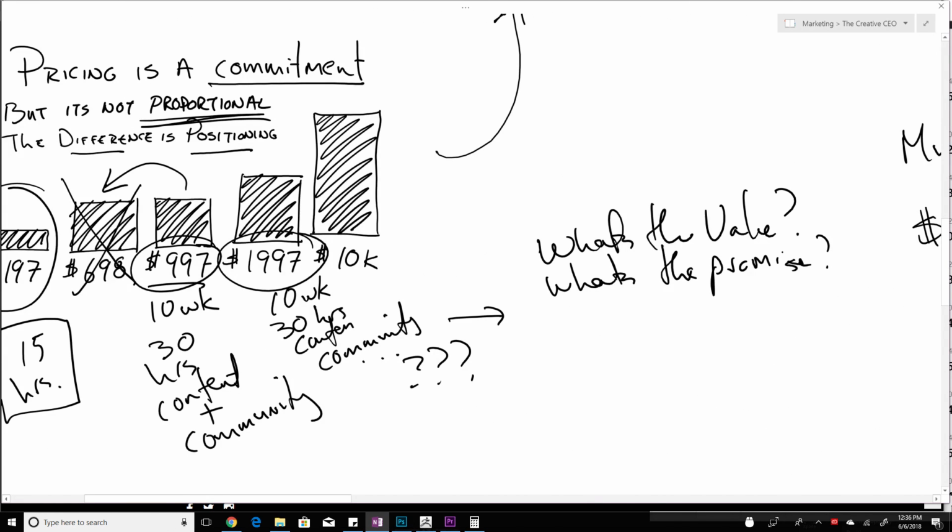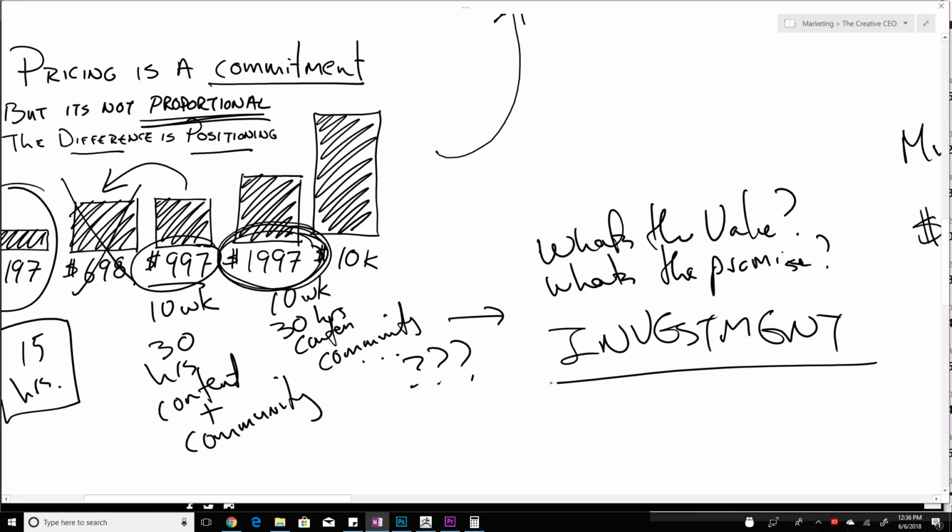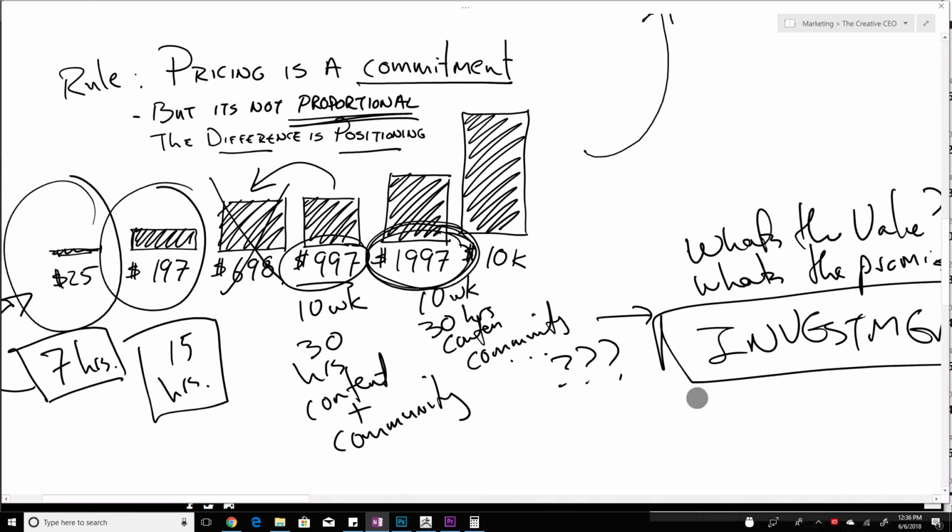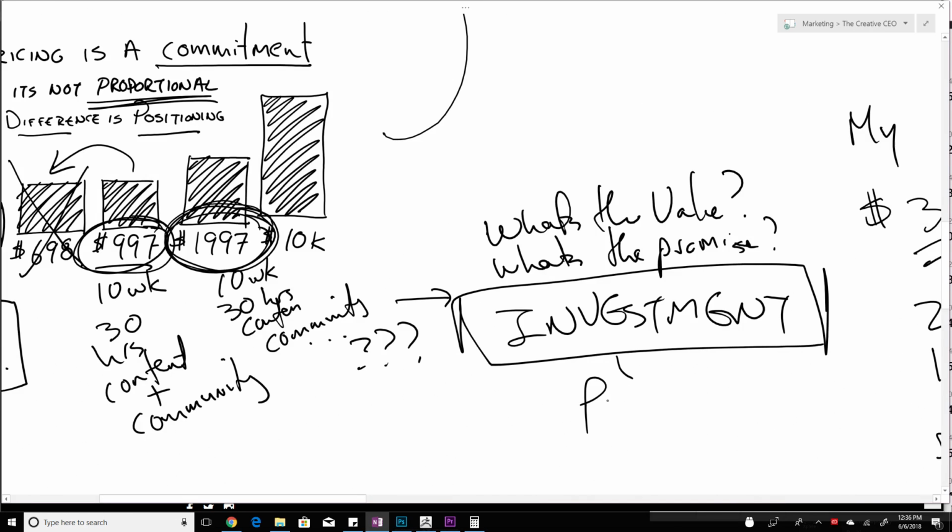Can I do something that is worth $2,000 once I'm done with that product? Can I turn that $2,000 investment into something worthwhile? That's where things start to change. Can I take a $997 class and turn it into an investment that makes a difference? Absolutely. But with the $1997, what I'm essentially doing is positioning my class as an investment for this person that's going to give them X. And that's what we have to decide.